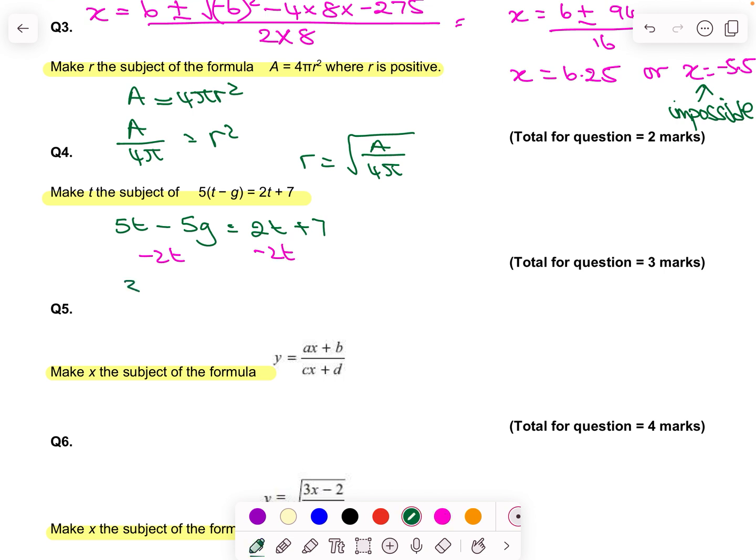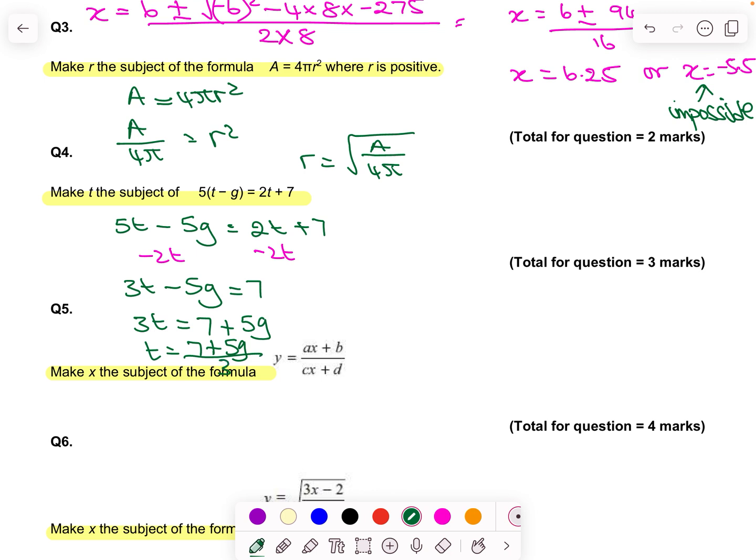And I get 3t minus 5g equals 7. I'll take the 5g over onto the other side. So I get 3t equals 7 plus 5g, and then divide by 3. So I get t equals (7 plus 5g) over 3.